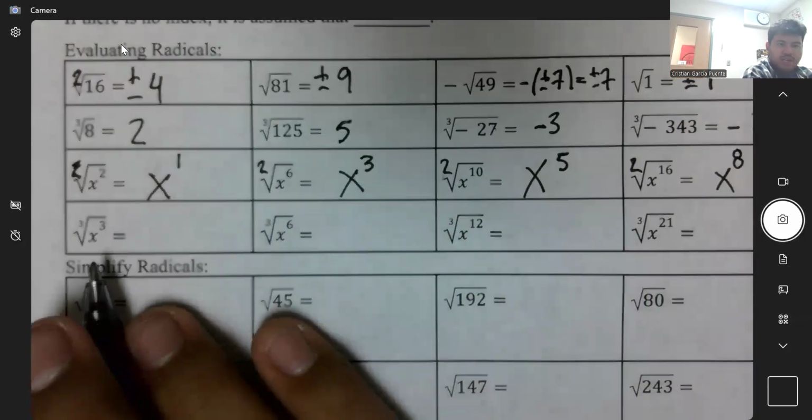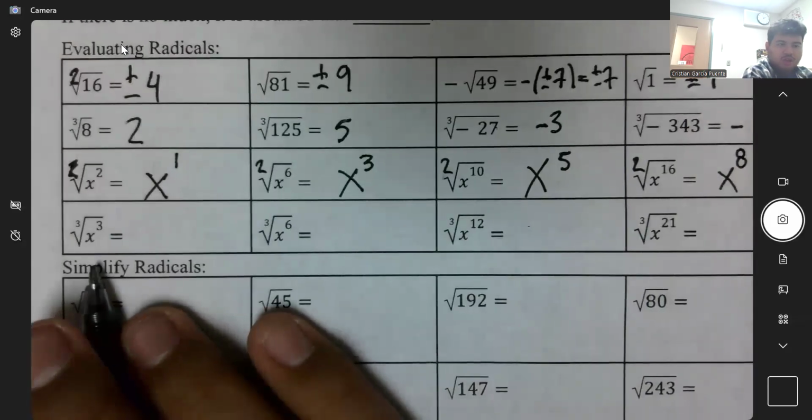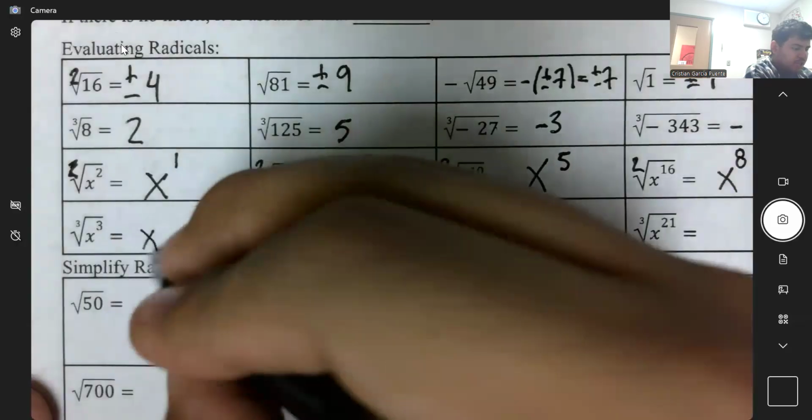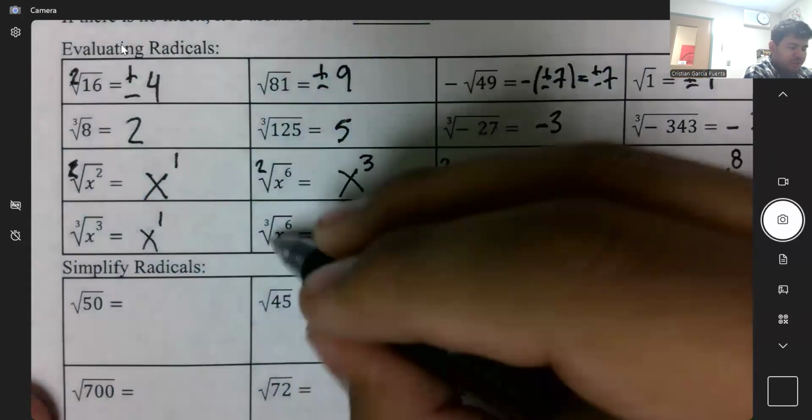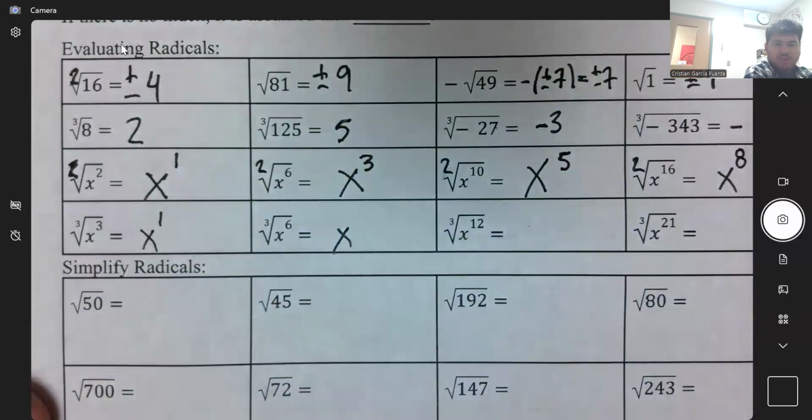Over here, again, with this one, it works the same way when it's a cube root. So again, what's your variable? X. How many times is 3 going into 3? Once, so put 1. Again, over here, variable. How many times is 3 going into 6? Twice, so put a 2.